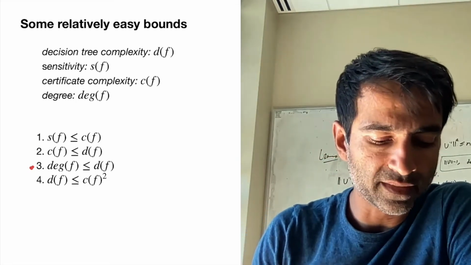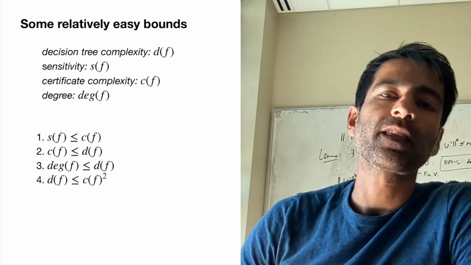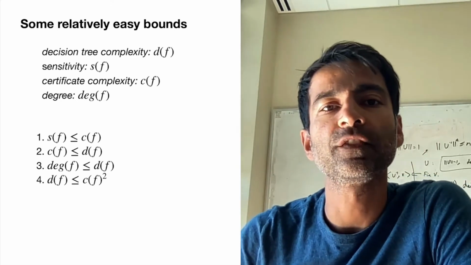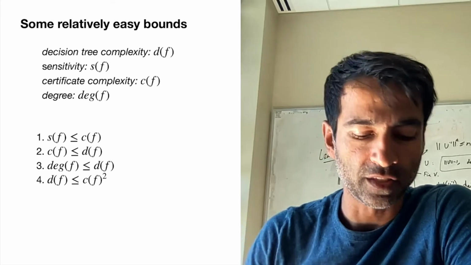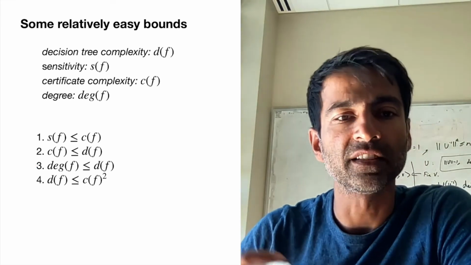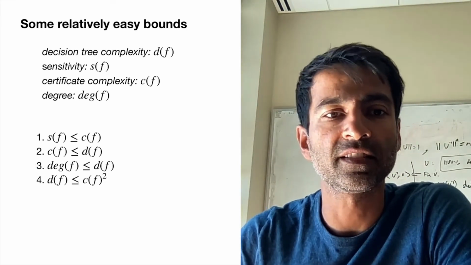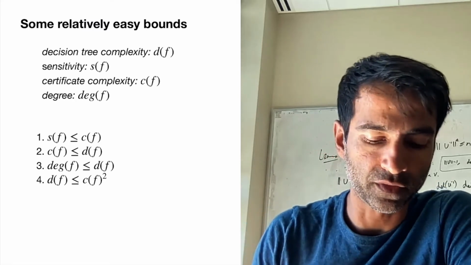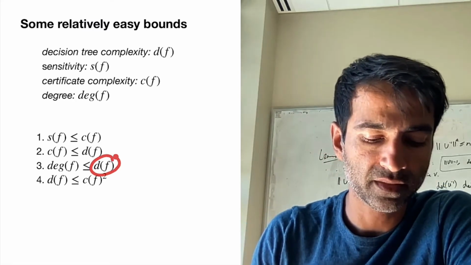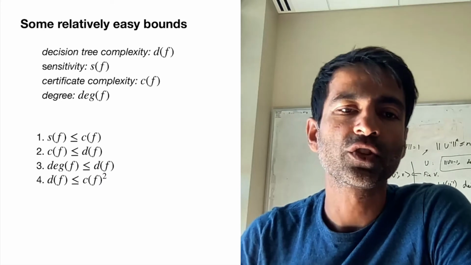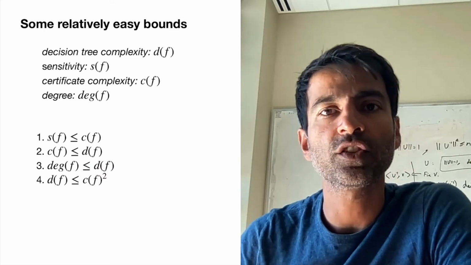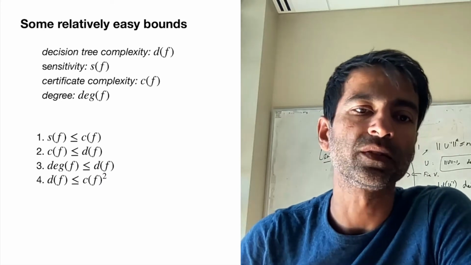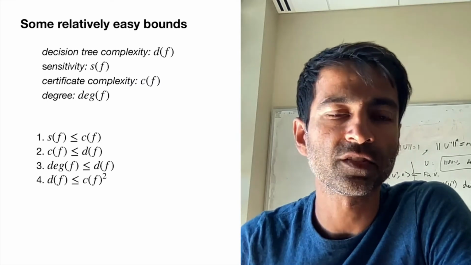The third one is a little bit tricky, and for that I'll give you a hint, which is you can try to prove it by induction on the decision tree depth of f. Okay. You're trying to show for the third one that given a decision tree, you can construct a polynomial whose degree is bounded by the depth of the decision tree.